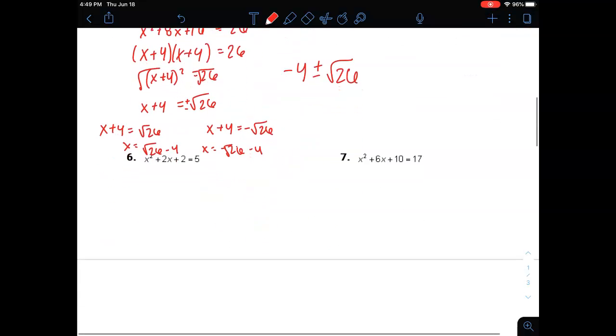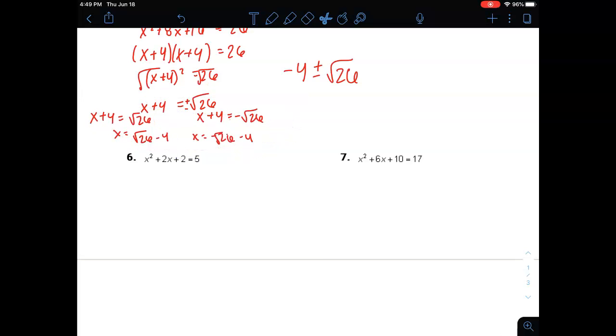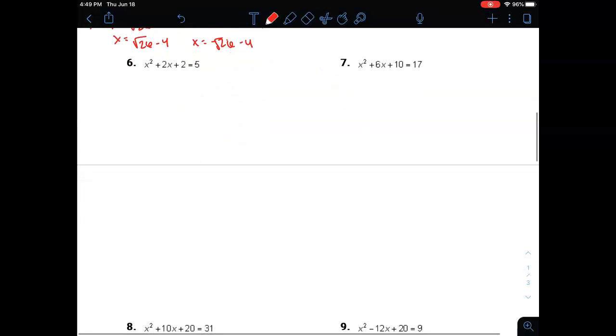All right, moving on down to the next one here. Let me move some of this for the sake of space. Maybe let's do number 7 here. This is not a perfect square at the moment, but we can turn it into one by moving this constant to the other side. So we're going to subtract 10 from both sides. I'm left with x squared plus 6x equals 7.